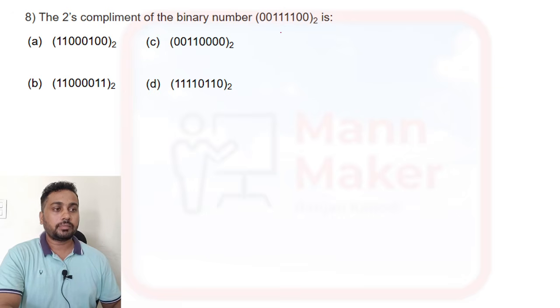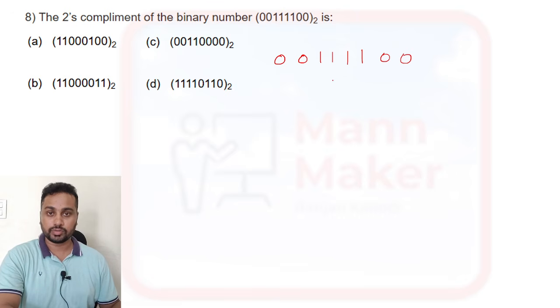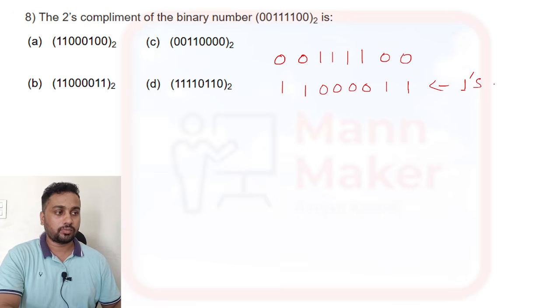The 2's complement of the binary number we have, 00111100. This is binary. We need to find the 2's complement. For 2's complement, first we need to convert to 1's complement. So for 1's complement, we just need to complement the number. Like this is 0, so it will be 1, and so on, 11000011. This is what? This is 1's complement.